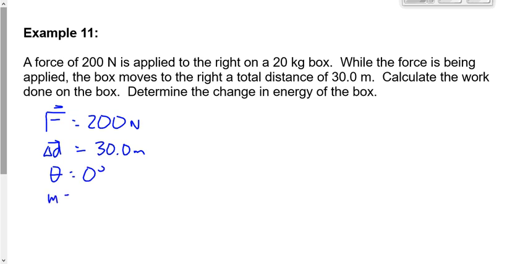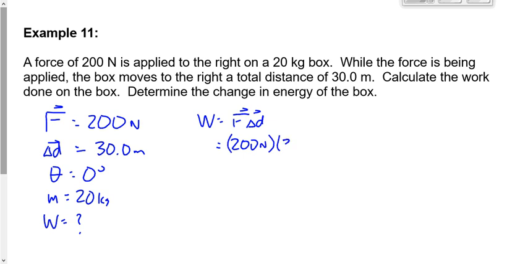Now, the mass of this box is 20 kilograms, and we're trying to determine the work done on the box, and the change in energy. We'll worry about the second part after we finish the first part. The equation that I would typically use here is W is equal to F times D times cosine theta. But since theta is 0 degrees, cos theta becomes what? Cos 0 is 1, which means I can just drop the cos theta. You can put it in if you want, write F times D times cosine 0 degrees and see that it's 1, or you can just drop the cos theta. If the force is parallel to the displacement, you can do this. Force is 200 newtons. The displacement here is 30.0 meters.